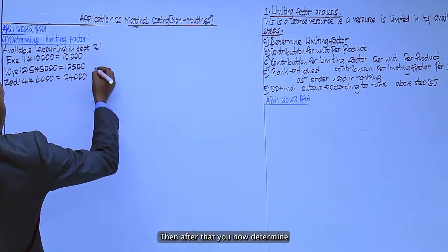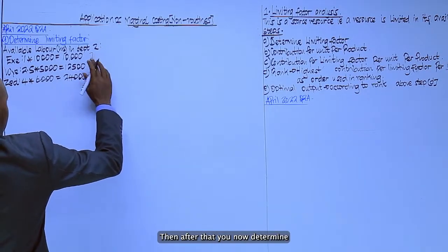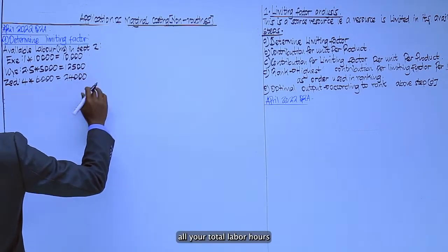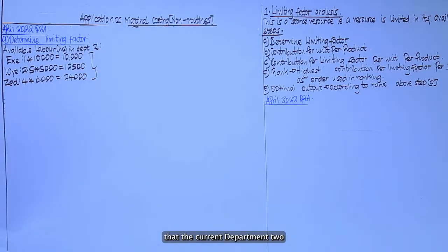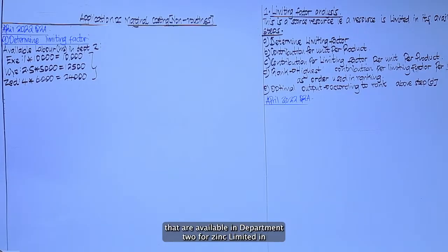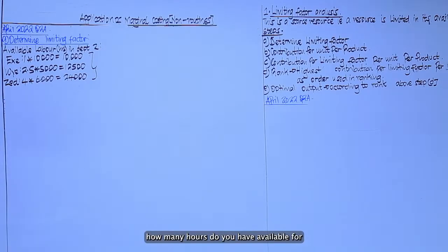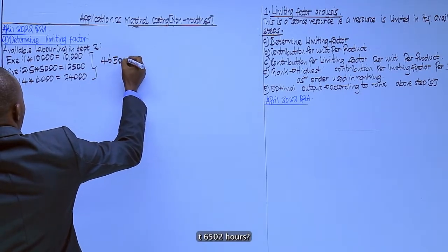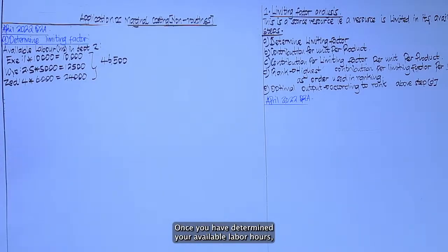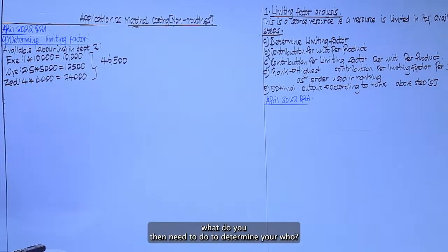Then after that, you now determine all your total labor hours that the current department 2 has. All the labor hours that are available in department 2 for Zinc Limited. And how many hours do you have available? 46,500 hours. Once you've determined your available labor hours, what do you then need to determine?